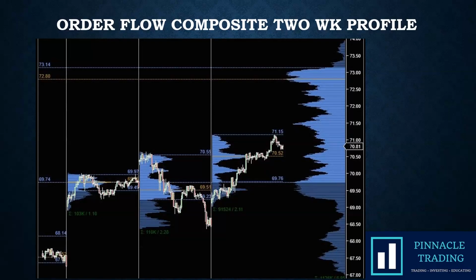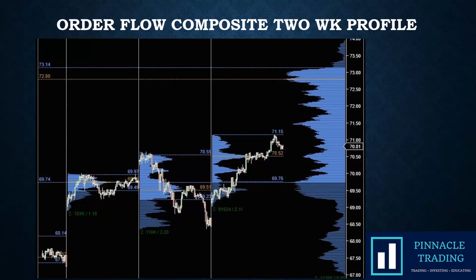And if you look at the 2-week composite profile, what do you notice? You notice 71.50 was very, very active on the 2-week profile on the right-hand side. And then you also notice that 69.70s was very highly traded as well. A lot of volume, a lot of activity. That's where price liked to be. And so those are important levels to me.